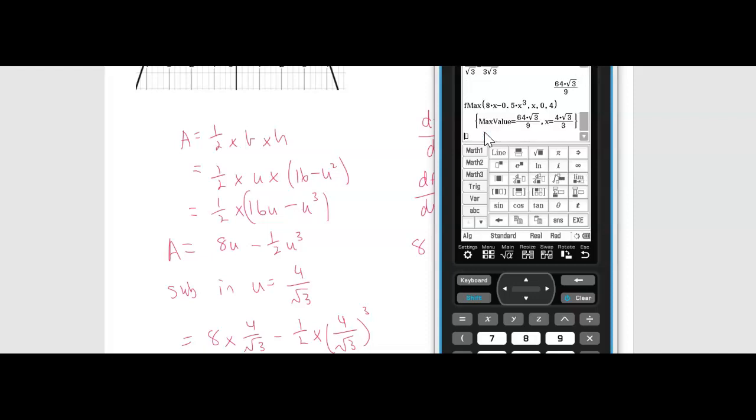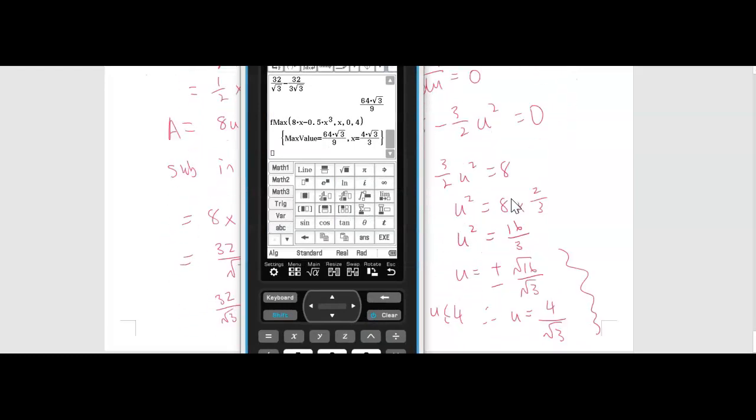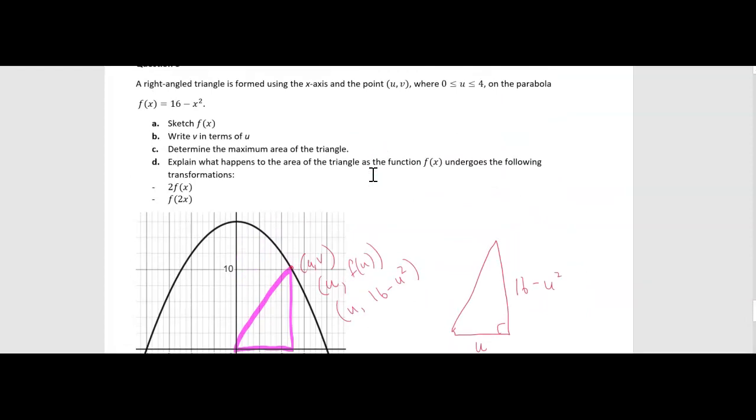You can see that the maximum value is 64 root 3 on 9, which is what we got, and the value of u was 4 root 3 on 3. So it's the same answer, just with the denominator rationalized. We shouldn't have a third in the denominator, but because this question wasn't asking for the value of u, it was asking for the area, it didn't matter that we kept the square root of 3 on the denominator. All right, let's quickly get to D.